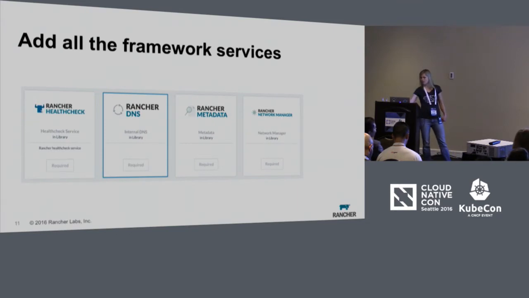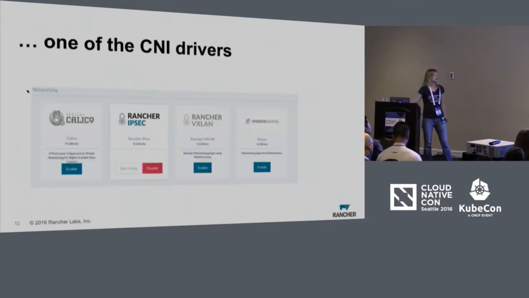After the framework services are picked, the user is presented with one of the CNI drivers. The default one is the Rancher IPsec. It's an overlay network that you can set up across clouds. And then we have Calico, VXLAN, and Weave. Our goal is to support all the CNI drivers that come with Kubernetes, and we are working on extending this set.